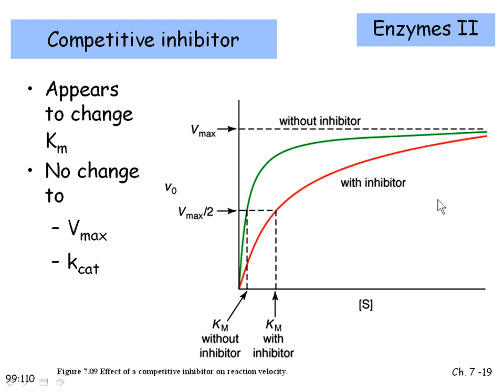You can see here that a competitive inhibitor has no effect on the Vmax. If there's enough substrate around, it will turn over. But it appears to change the Km because you need more substrate to get to the same velocity. So you can detect a competitive inhibitor because it apparently increases the Km. It apparently decreases the affinity. You need more substrate around to get to the same velocity. Any questions?